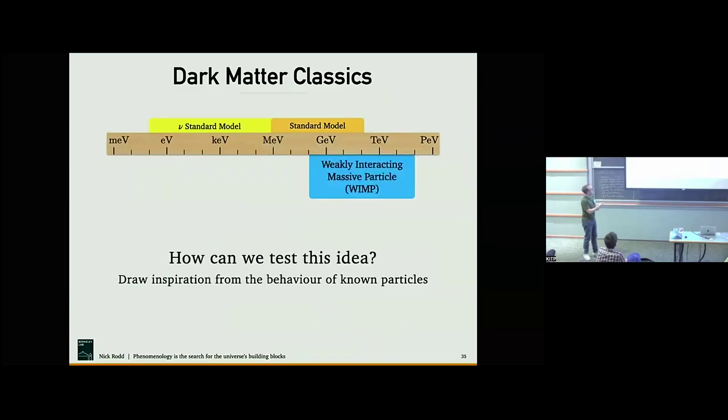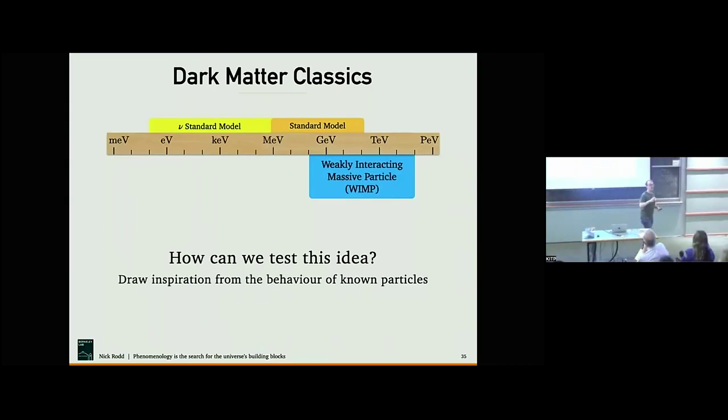So the first one is something that the community called weakly interacting massive particles, usually just abbreviated to a WIMP. What a WIMP is, you can see that the masses tend to be on the heavier end of the particle scale. So that's why they're called massive particles.